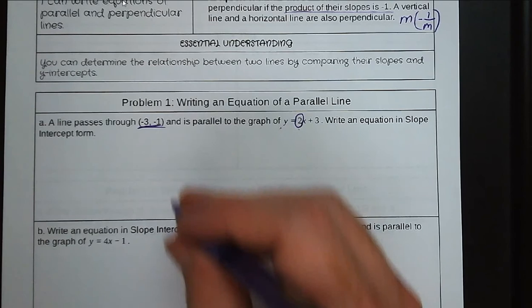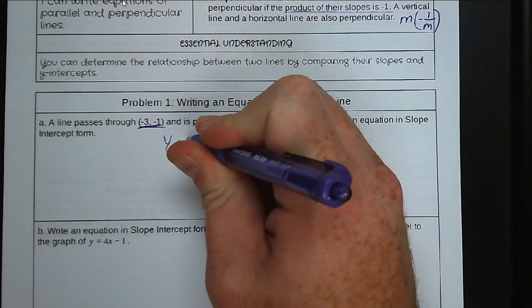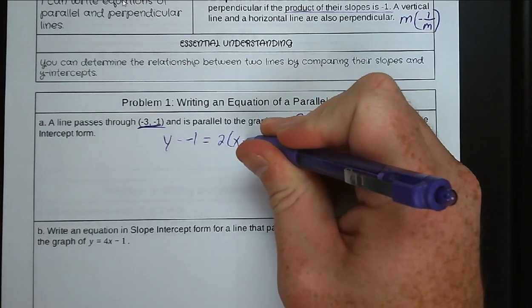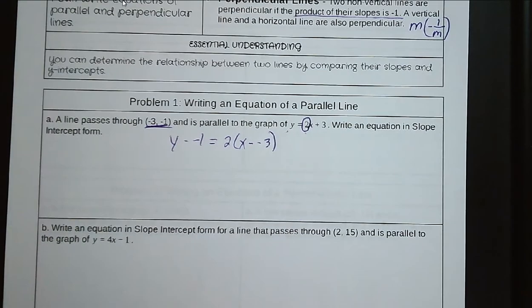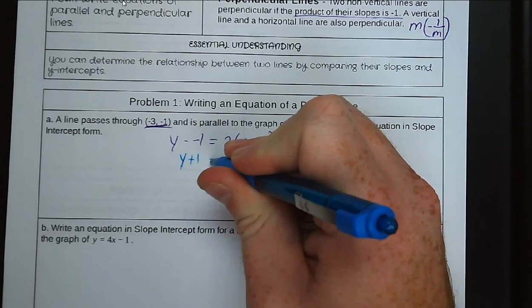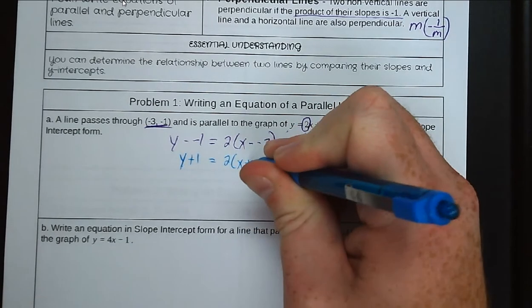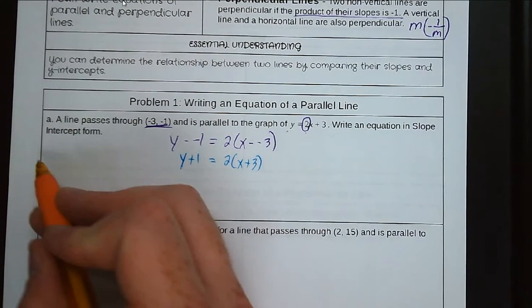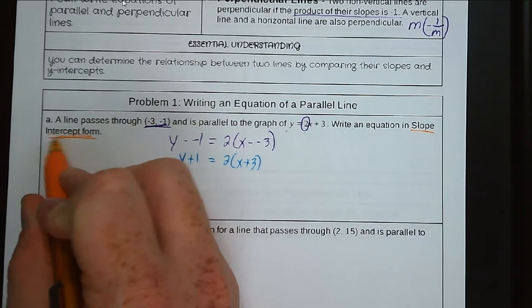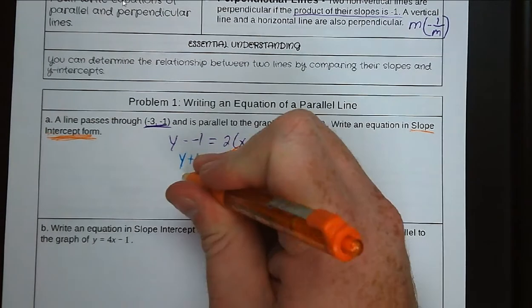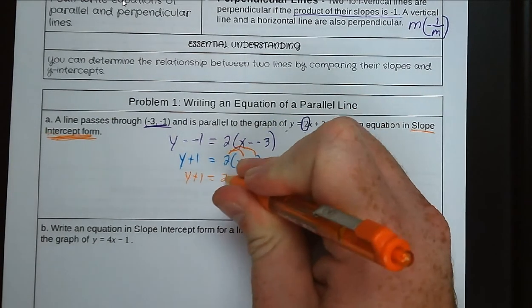If I start off by writing my equation in point-slope form, y minus -1 is equal to 2 times the quantity x minus -3. My first step is to take care of those double negatives by making them addition. So we have y + 1 = 2(x + 3). Next, because we wanted slope-intercept form, I distribute the 2 times x and 2 times 3. So we have y + 1 = 2x + 6.